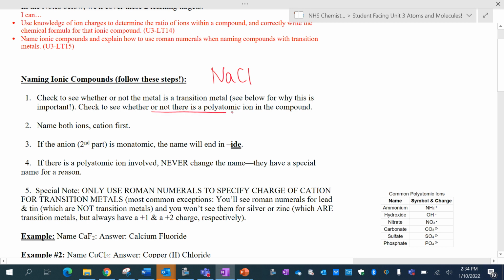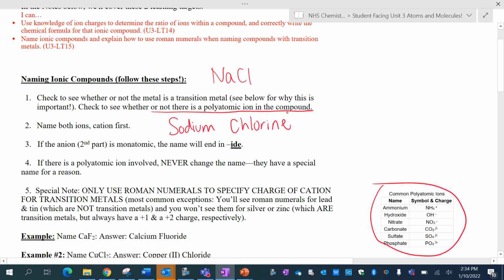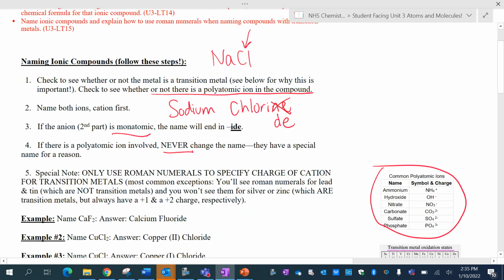Oh, I skipped something. Check whether or not there's a polyatomic ion too. There's not. Okay, so name these. So we would say sodium, and then this is chlorine. If the second part is monatomic, it's just a single atom, then we change the ending to "ide." So instead of sodium chlorine, this is sodium chloride. If there is a polyatomic ion involved, never change the name. They have a special name for a reason.